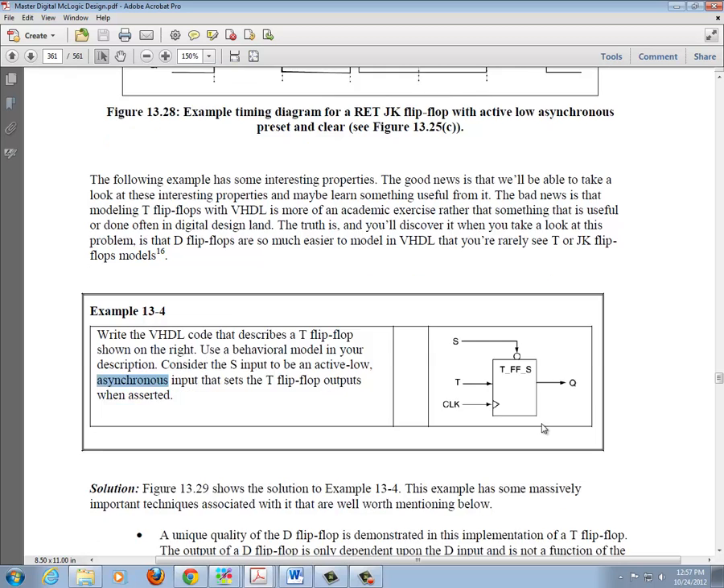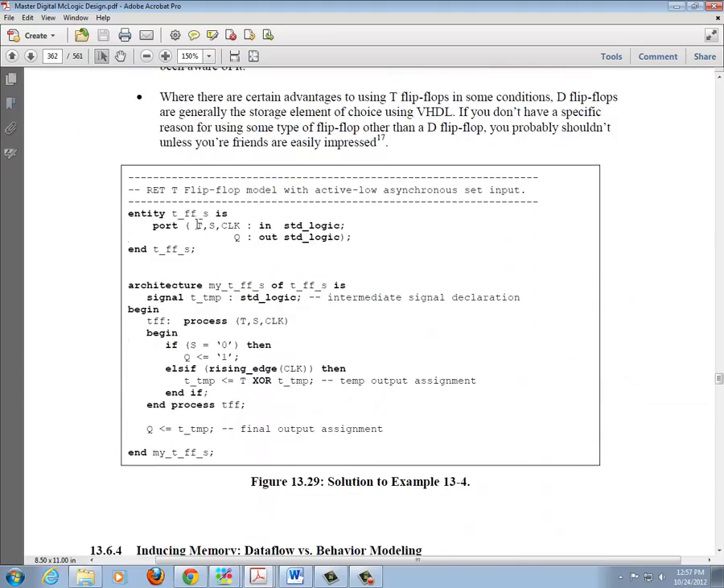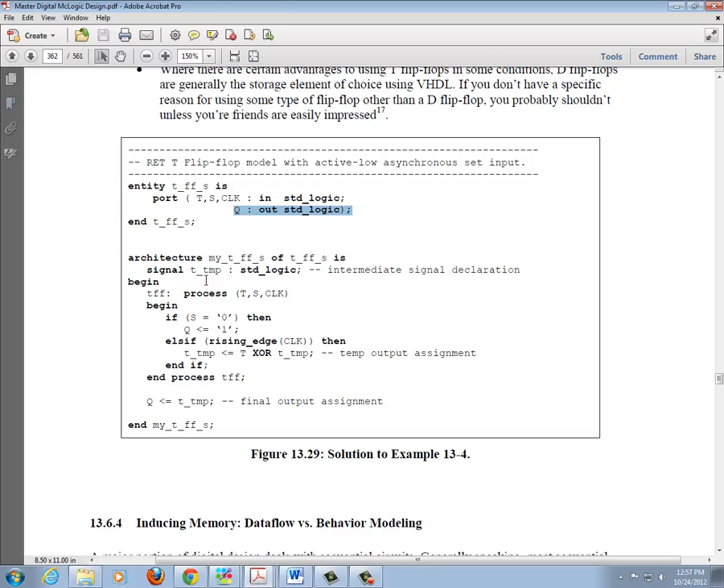Okay, so here we go. We have our entity description, which has T, S, and clock as our inputs, and our output is Q. In our architecture, we're going to create a temporary signal, T-temp, and you'll see why in a moment. So our signal T-temp is of type standard logic. We're going to start our behavioral model with the process statement with T, S, and clock in our sensitivity list because we want this to be evaluated anytime these change.